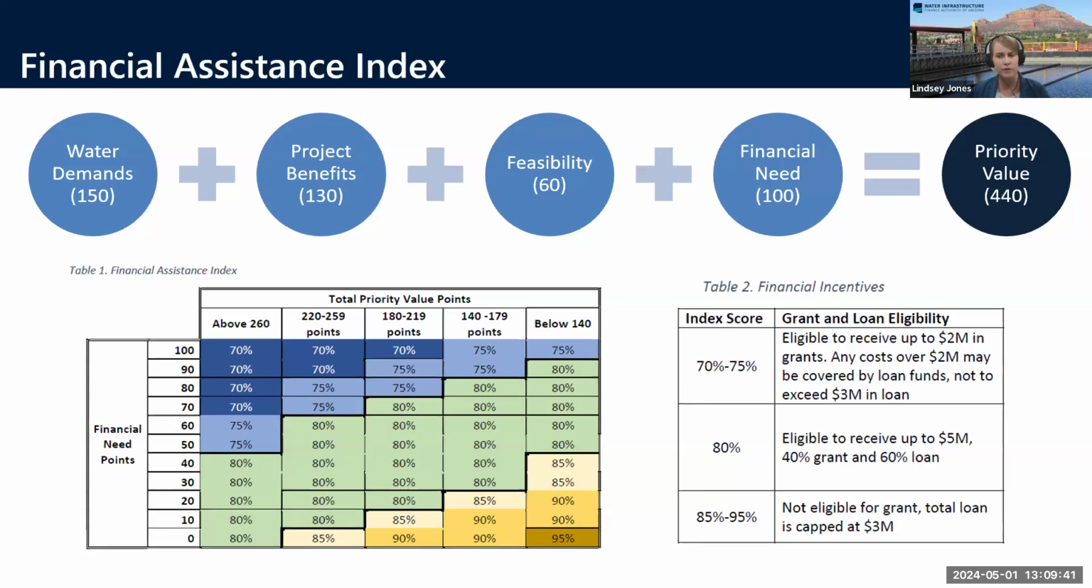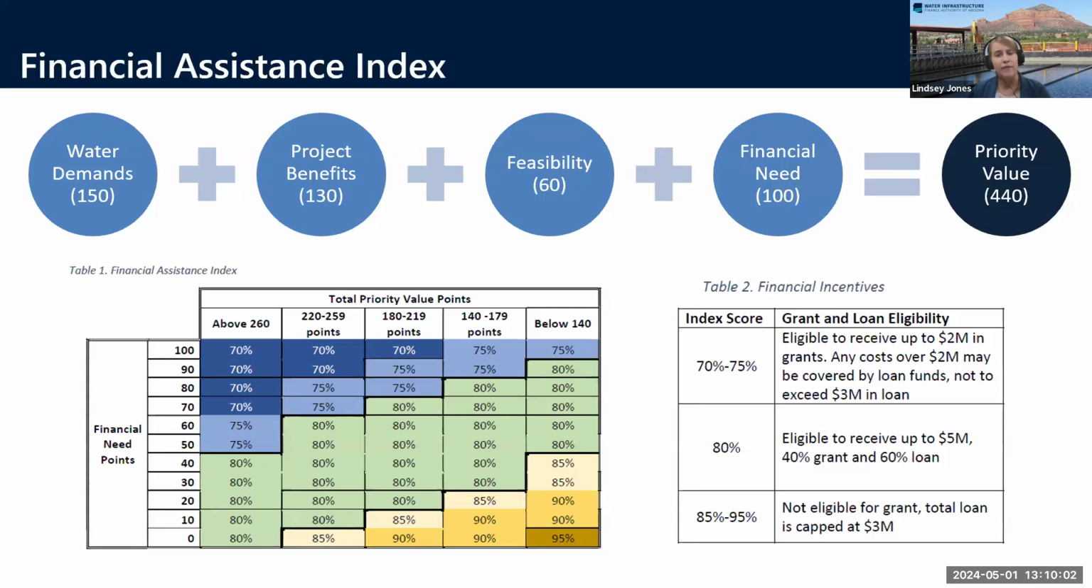So all of those types of criteria will be evaluated for the project benefit score of up to 130 points. We have the feasibility score of up to 60 points, which would really be based on the project's design and operational feasibility, if it's a cost-effective project, and then the degree to which you're maximizing or trying to leverage other available funding sources.